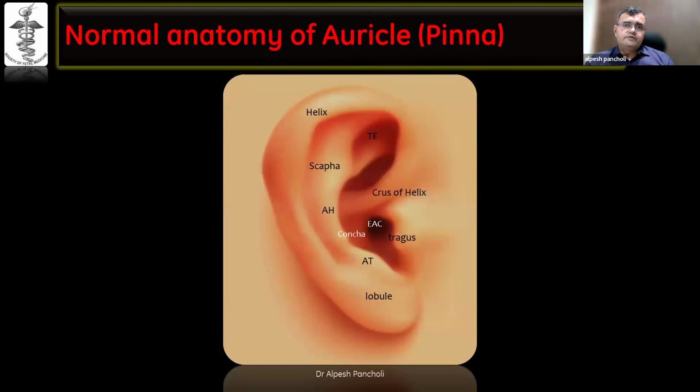This is the normal anatomy of the external ear as we see it postnatally. So these are the common ones: we can identify the tragus, antitragus. This is the helix, antihelix. The fossa between these two is the scapha. This is the triangular fossa, and this part is the lobule.